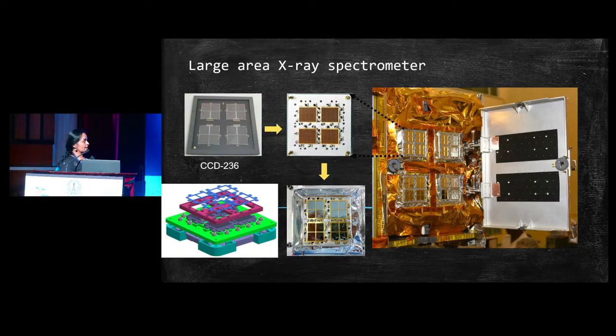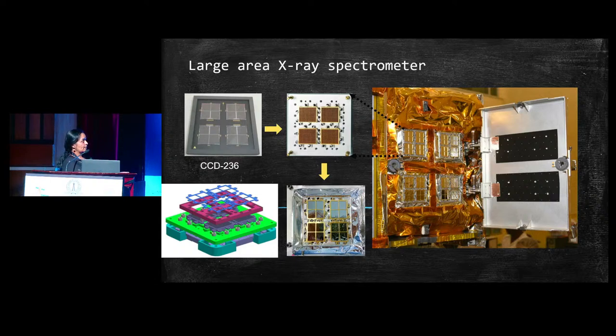Let me give an inside look at CLASS. This is based on swept charge devices. They are a variant of X-ray CCDs, except that they don't have position information. Each of these here is one detector, and you have a quadrant of four detectors. These are also the same detectors that flew on the HXMT Chinese X-ray astronomy mission.